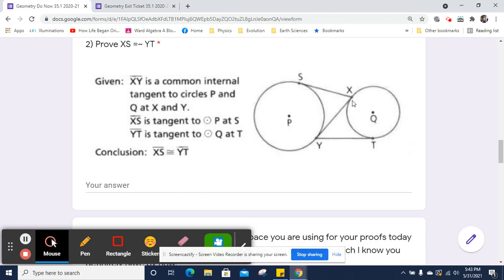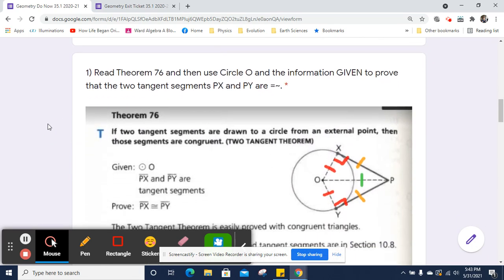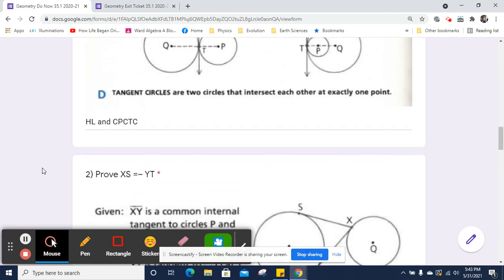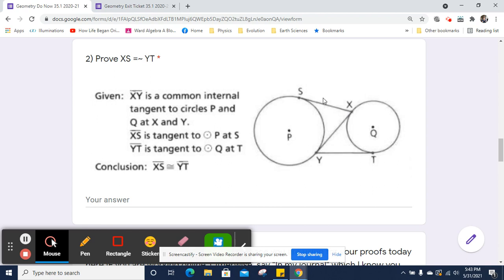We know that XS is a tangent to circle P at S, and YT is a tangent to circle Q at T. We want to conclude that XS and YT are congruent. If we go back to Theorem 76, which says if you have two tangents to the same circle that come from a common point, then you have congruent tangent segments. So XS and XY are two tangents to circle P, which come from an external point, X. Also, YT and YX are tangents to circle Q and come from a common point, Y, which means that XY and YT are congruent.